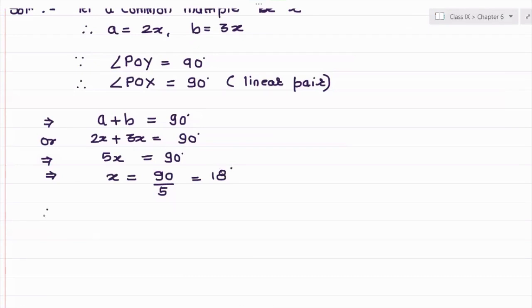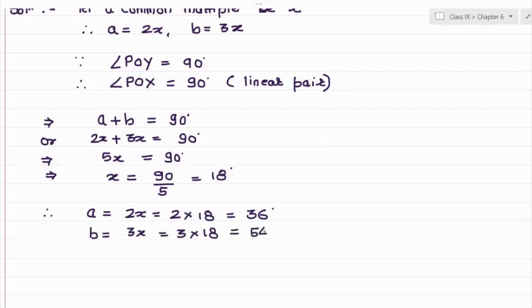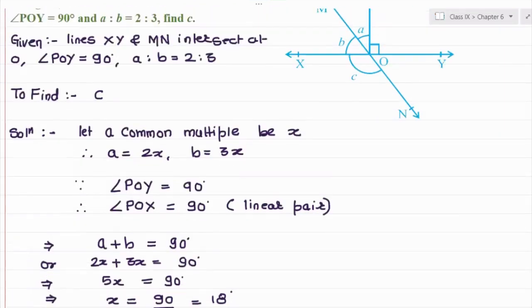So therefore what will be the value of A? A will be equal to 2x, meaning 2 into 18. So A will be equal to 36 degrees. Similarly, B will be equal to 3x, so it is 3 into 18, and hence it is equal to 54 degrees, right? Now we got the values of A and B, but we don't require them. What we required in the question is the value of C.